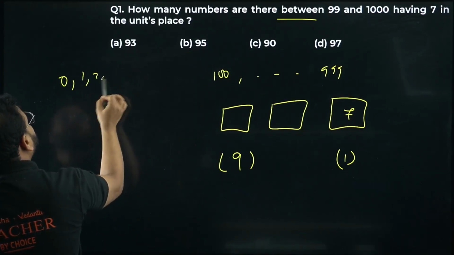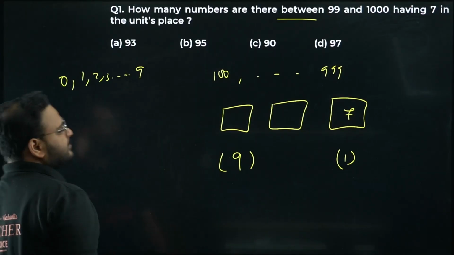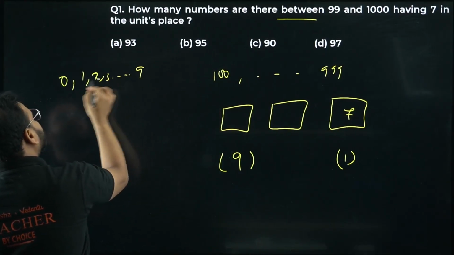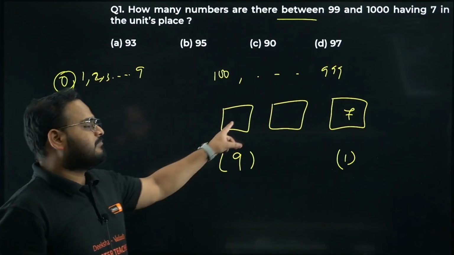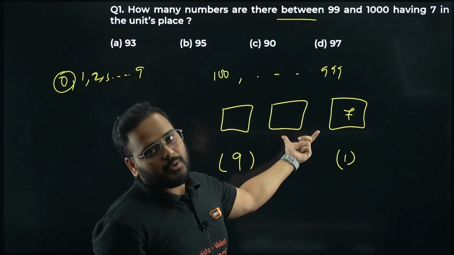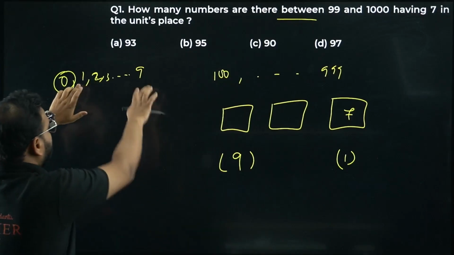0, 1, 2, 3, all the way till 9 we have, right? But can we take 0 over here? We cannot. If you take this as 0, it will become a 2 digit number now. That's why we have only 9 ways. 1 to 9. So 9 ways.